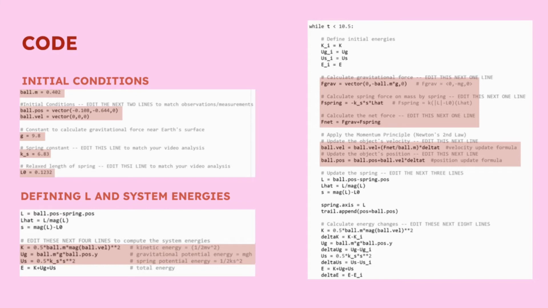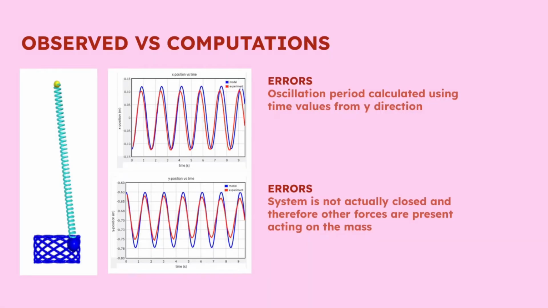Then I used the equations for gravitational force and spring force to compute the net force of the mass at each time step. This value is then used to update velocity and thus position. Lastly, the final energy of the system was computed at each time step, and the change of energy was calculated by subtracting initial total from the final total energy. This is what the code looked like when I ran it.